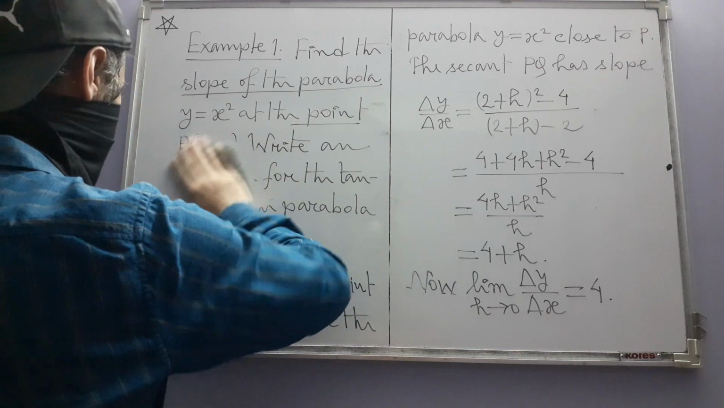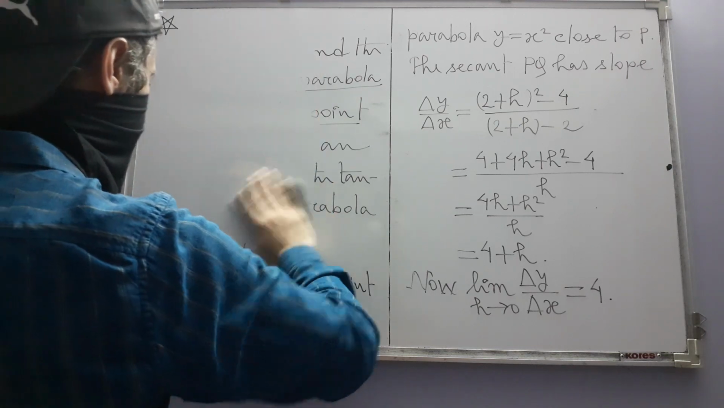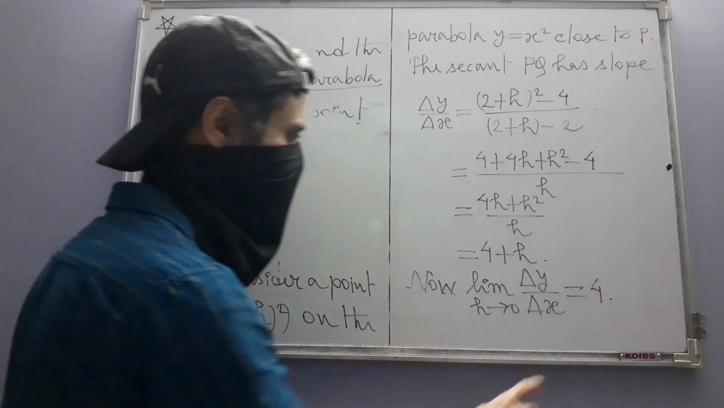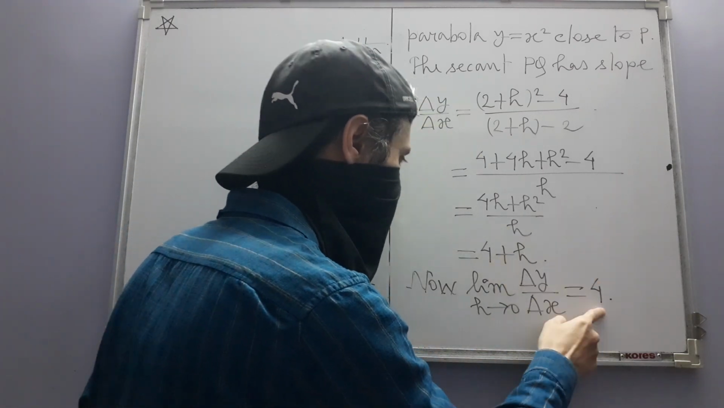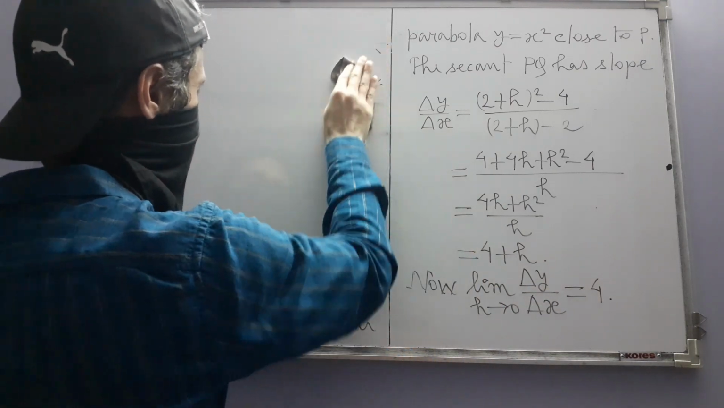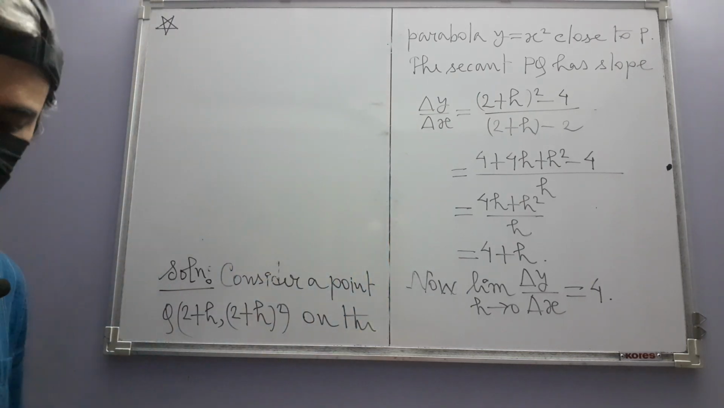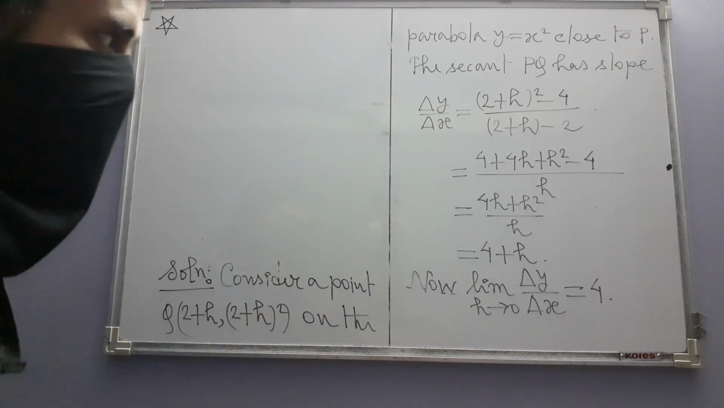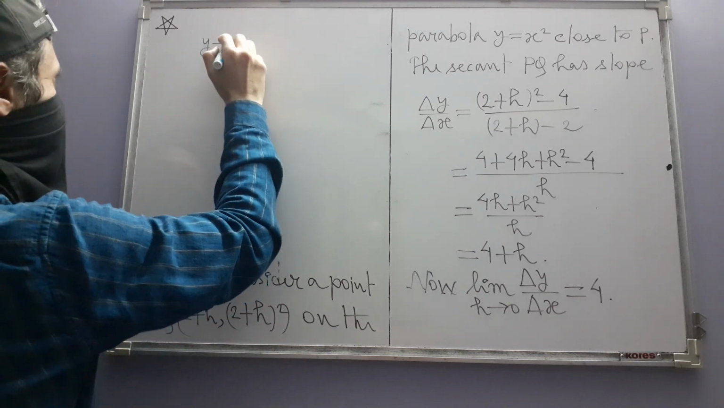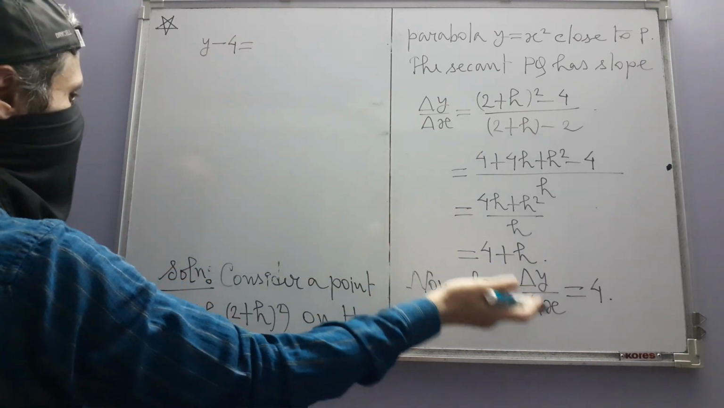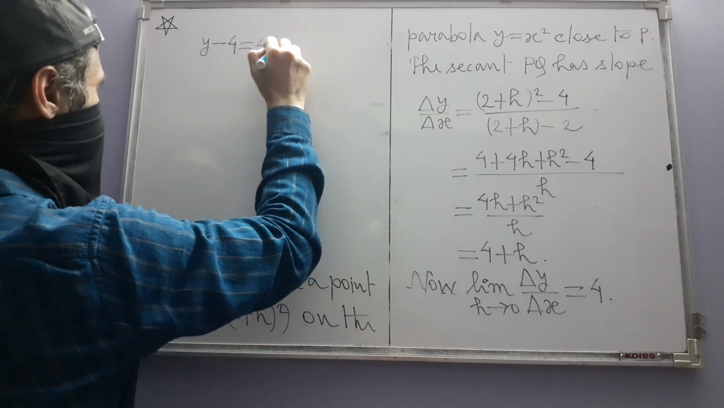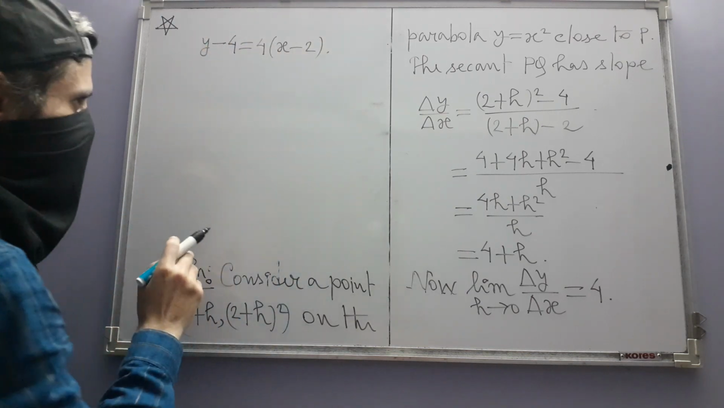So now we have slope and we have a point through which the tangent should pass. So we can now write its equation. But before all those things about tangents, this actually is the slope of the parabola at the point P. And that is why it's also the slope of the tangent at that point. And now your equation of the tangent will become y minus 4 equals, in point slope form, slope times x minus 2, because the point is (2, 4).